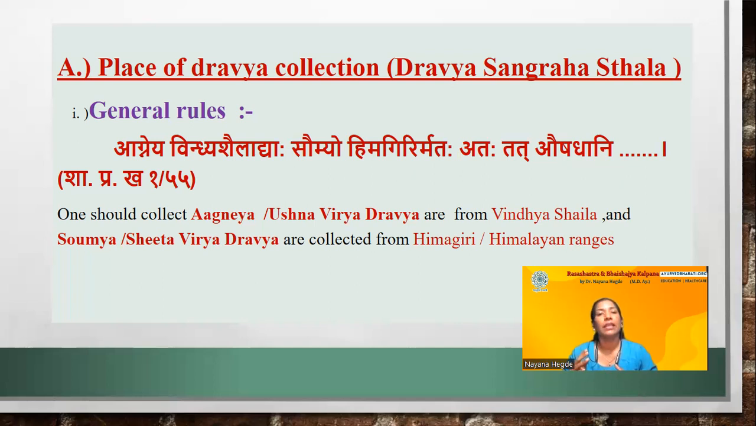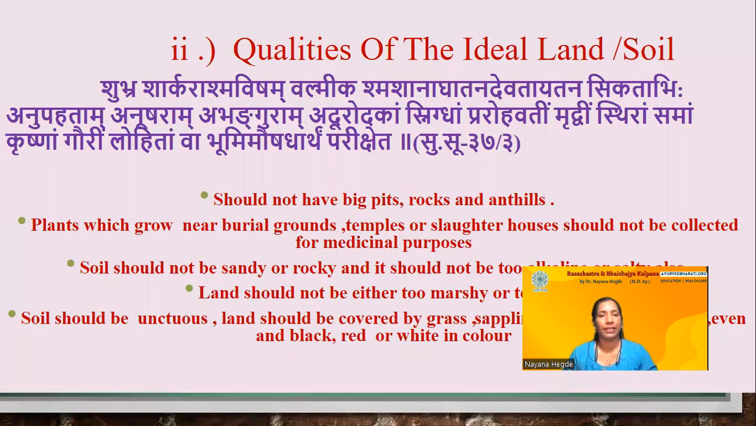So in India, the Himalayan ranges or Himagiri are considered as Shita Pradesha in all the Rutus. So one should collect Ushna Virya Dravyas from the Vindhya ranges or Vindhya Shaila, and Shita Virya Dravyas from the Himagiri. So general rules we understood now.